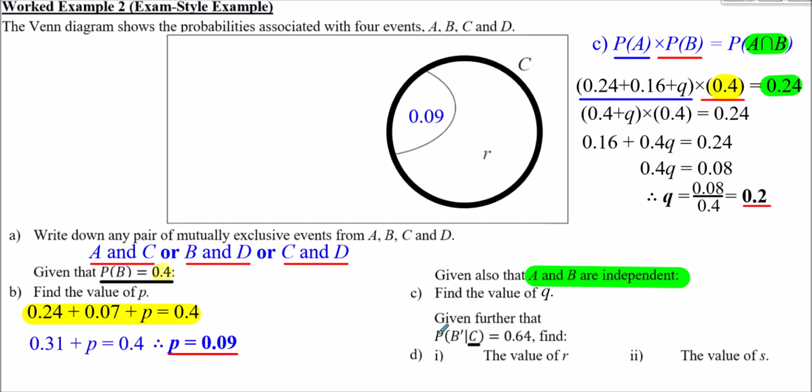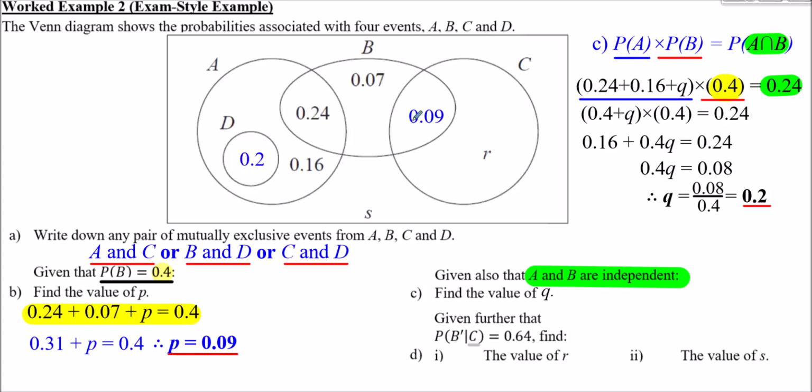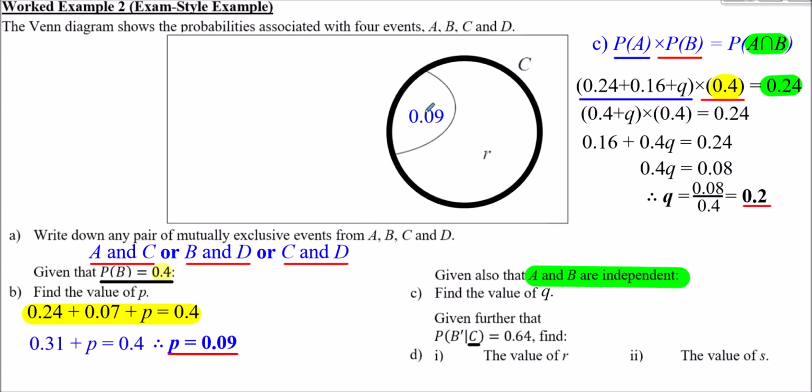So looking at this, if we're looking in region C, which is just this black circle now, what's the probability of picking B dashed? What was in B? If I just toggle back for a moment, what was in B was 0.24 plus 0.07 plus this 0.09. So this 0.09 belonged to B. So the stuff belonging to B dashed would actually be just this R. So B dashed must be R.